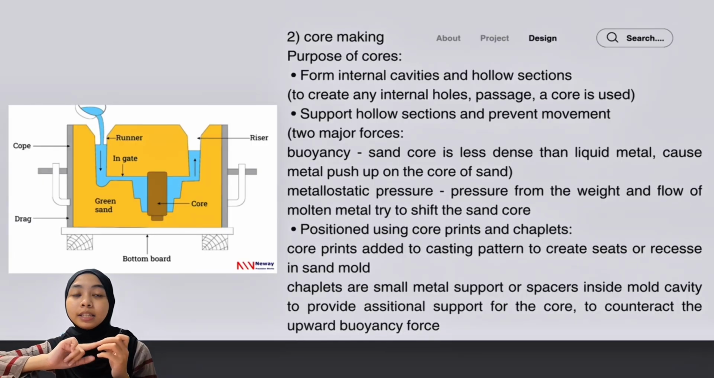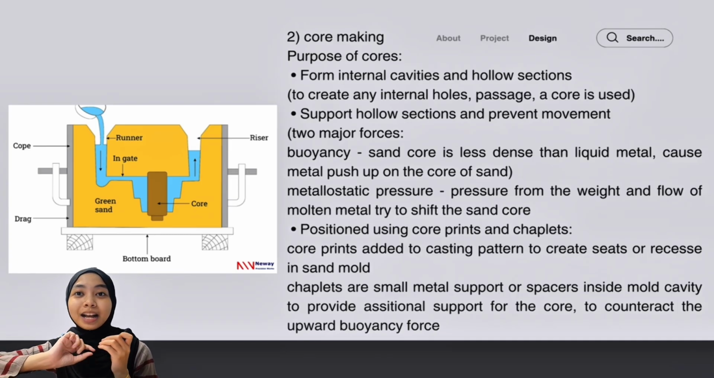Sand core is less dense than the liquid metal, so the metal will push up on the core of sand. Next is metal static pressure. This is the pressure from the weight and flow of molten metal that tries to shift the sand core. This will be positioned using core prints and chaplets.